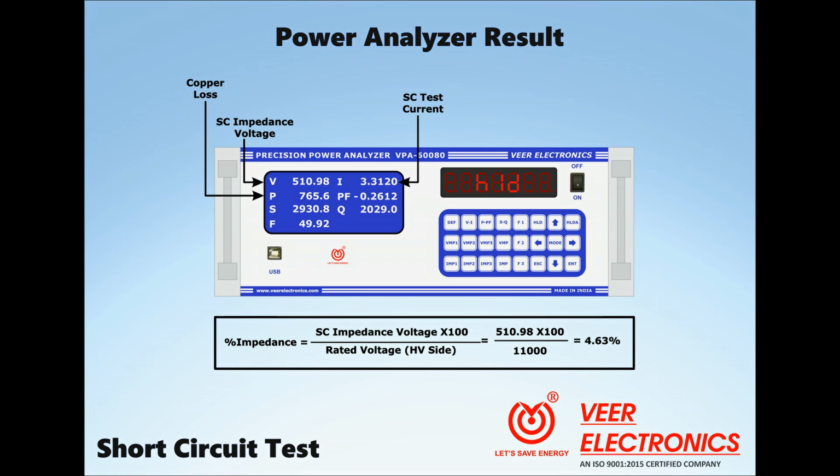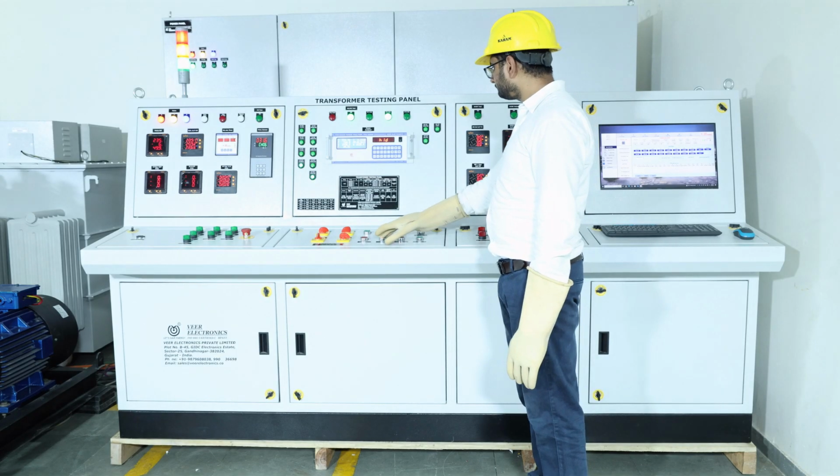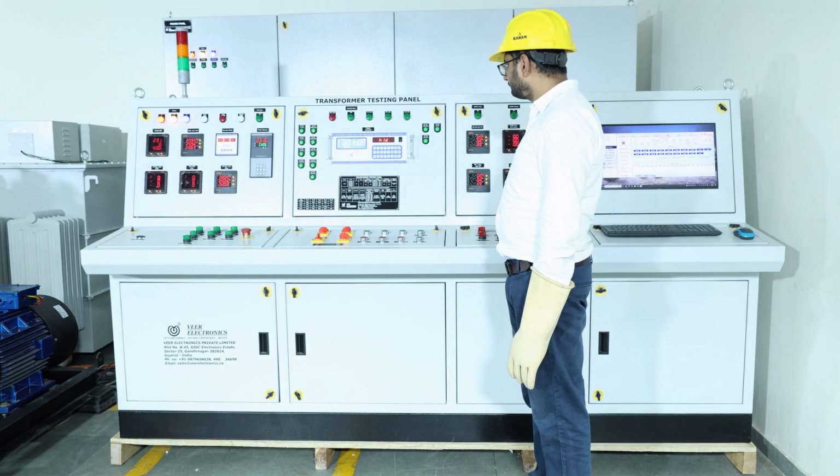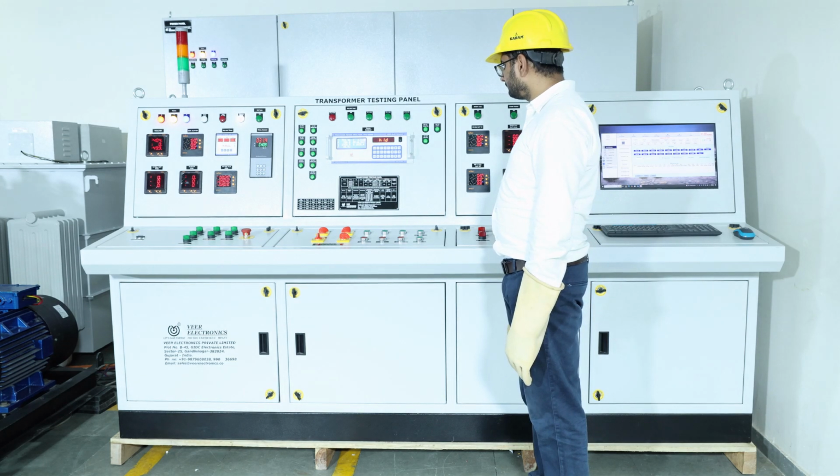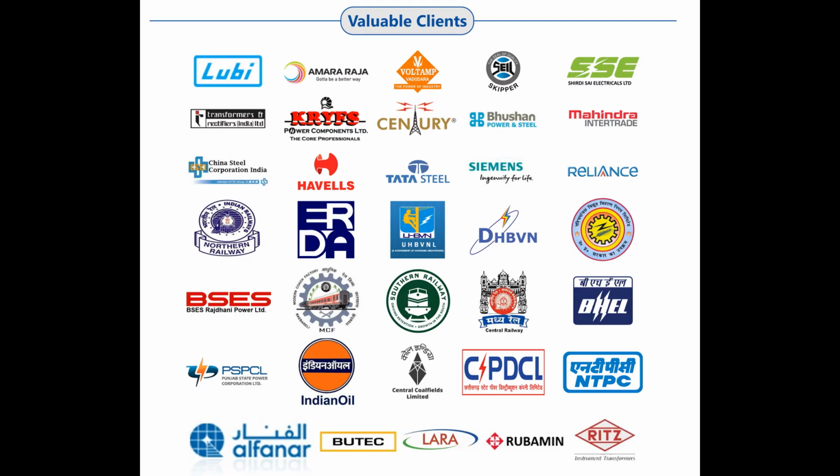As shown in figure, percent impedance of 63 kVA transformer test job is 4.63. Now, test stop push button and dimmer returns to 0 position and dimmer 0 lamp turns on. By this way we can perform short circuit test of transformer.